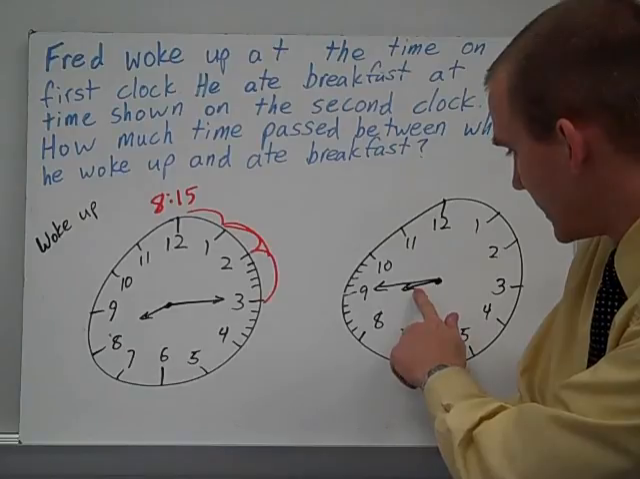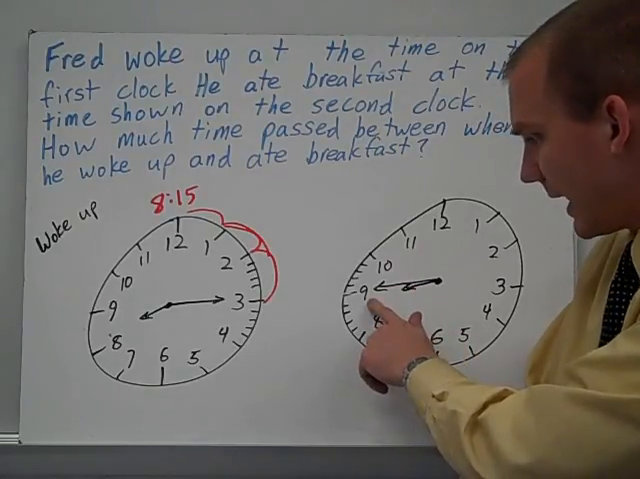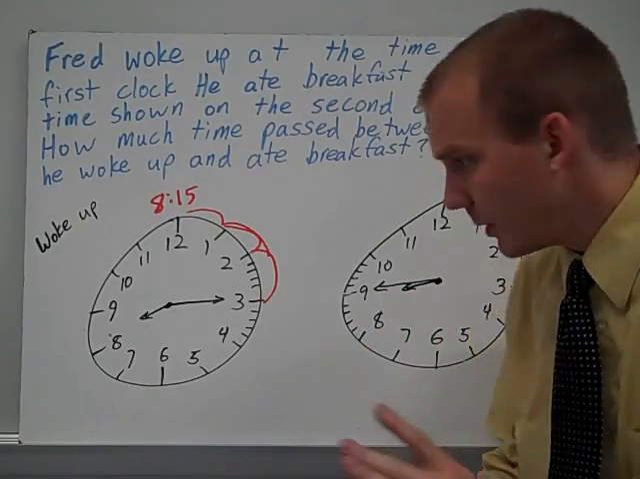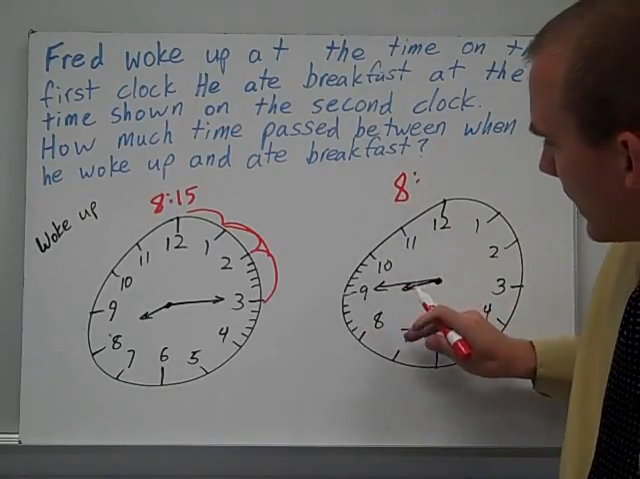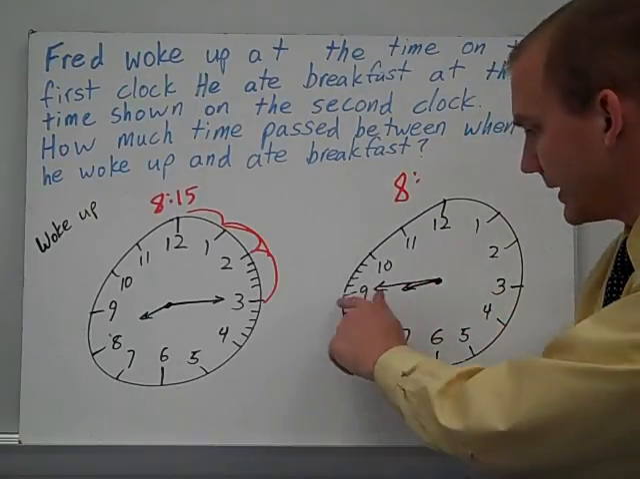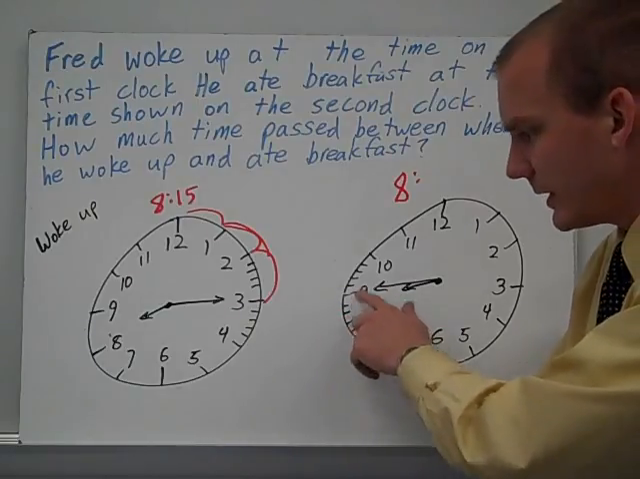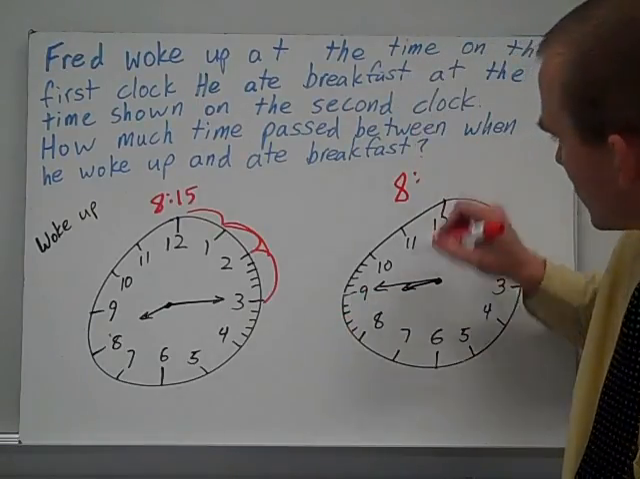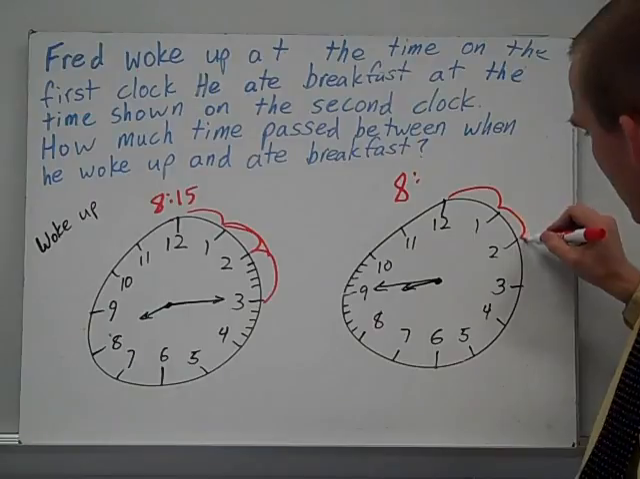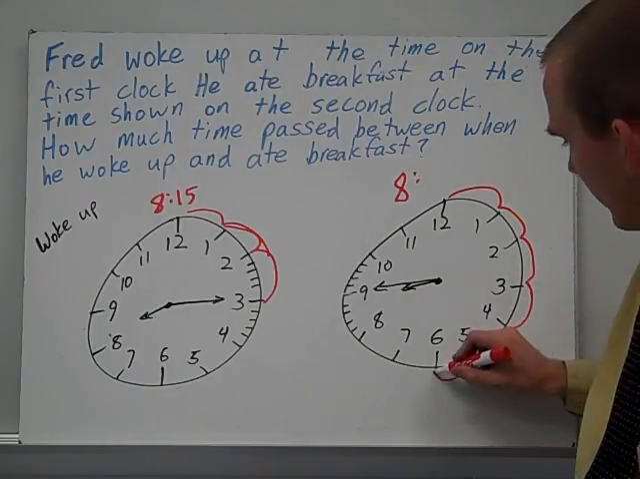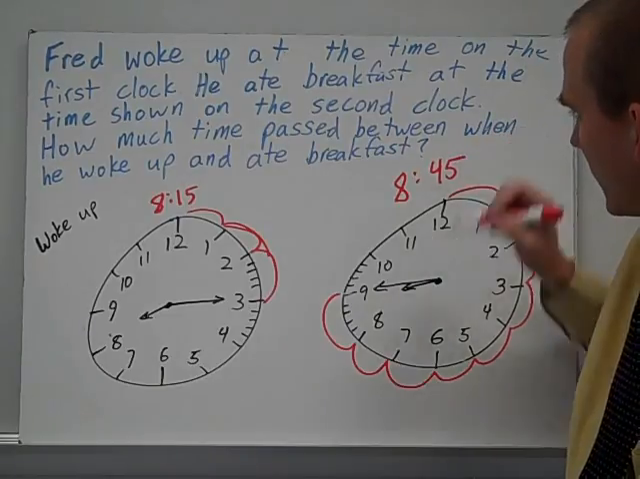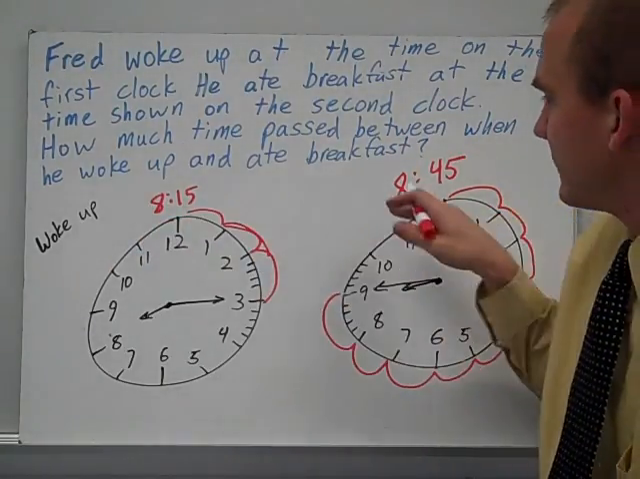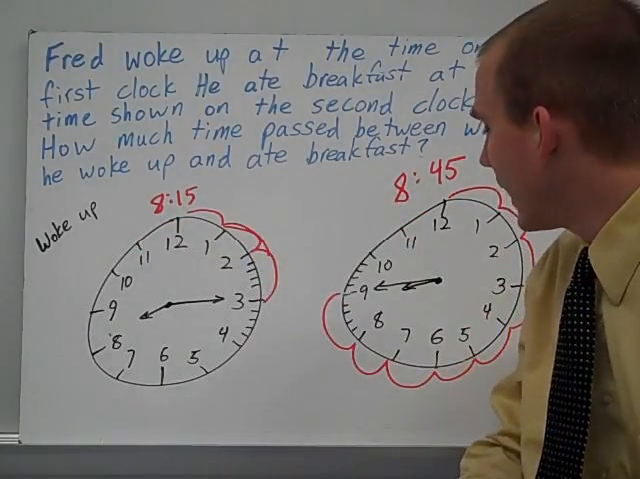The hour hand is pointing close to the 9, but not quite. It's a little bit before, so it's going to be 8, because it's before 9. And the minute hand is pointing right at the 9. I know it's a little erased here, but right at the 9 is where it's supposed to be. So that ends up being 5, 10, 15, 20, 25, 30, 35, 40, 45. So you're going from 8:15 to 8:45.